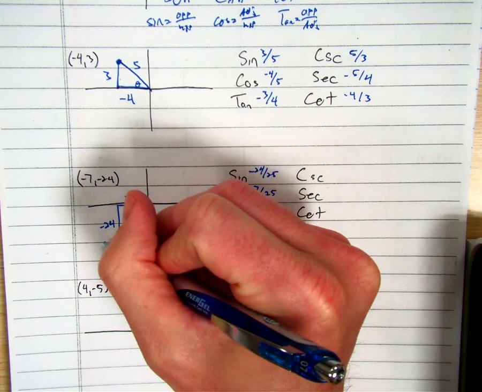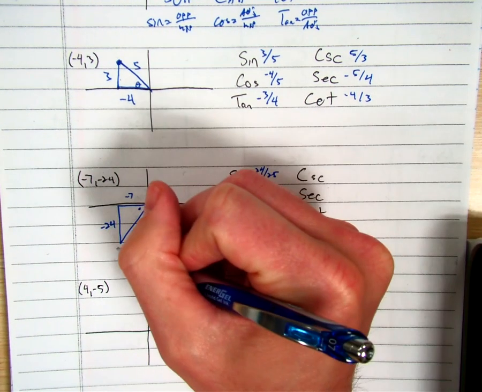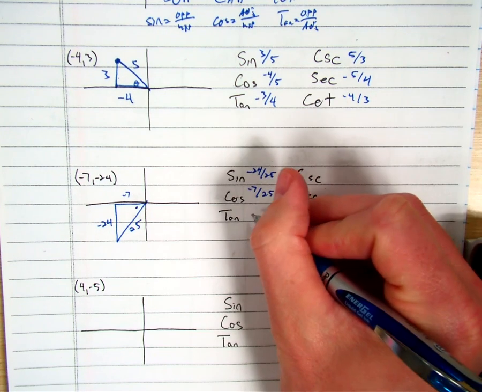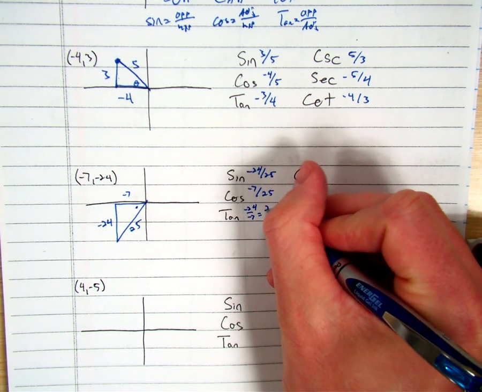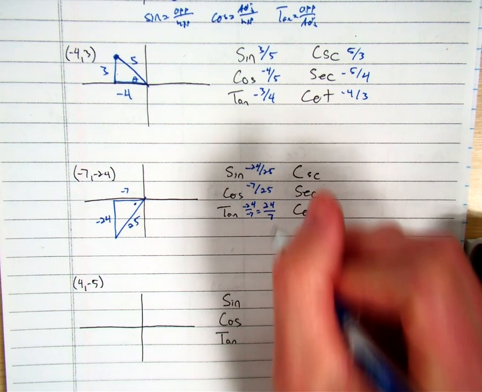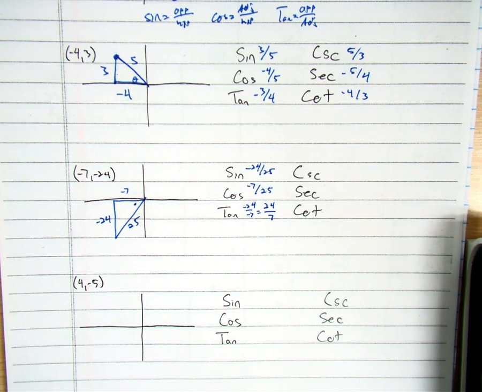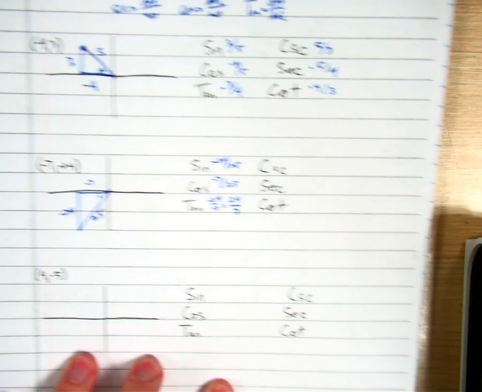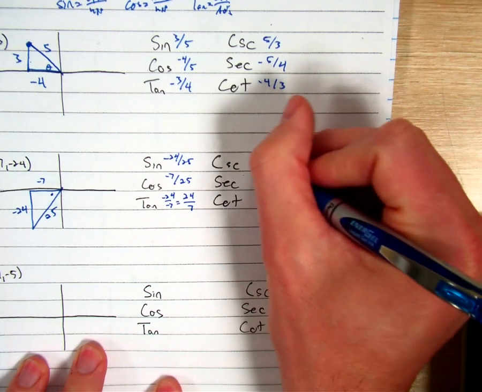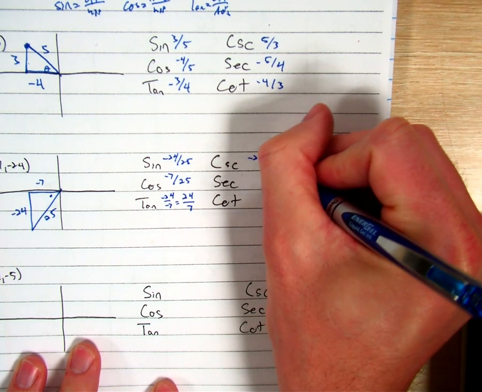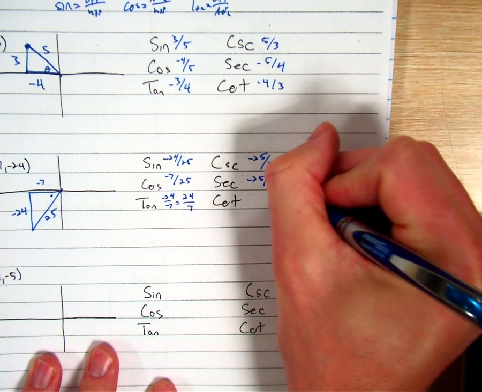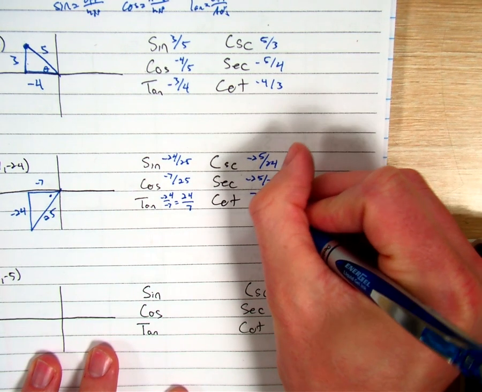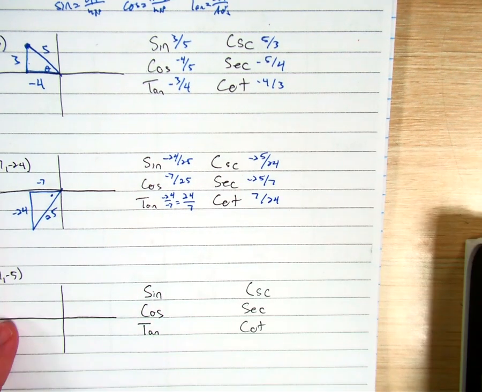And opposite over adjacent. Negative 24 over negative 7 would be the same as positive 24 over positive 7. Then we flip those. Negative 25 24ths, negative 25 sevenths, and 7 over 24.